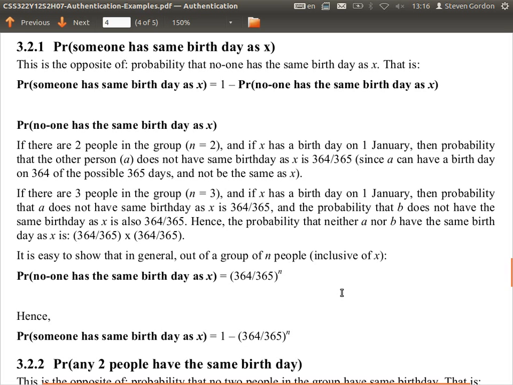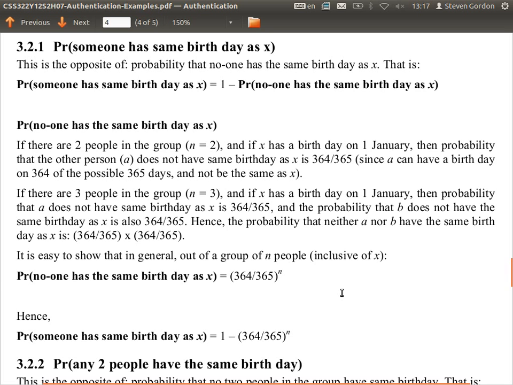In fact, we end up as here. So the chance that one person doesn't have the same birthday as me is 364 over 365, and the chance that a second person doesn't is also 364 over 365. So it's 364 over 365 multiplied by 364 over 365. So with n people, the probability that no one has the same birthday as me is 364 over 365 to the power of n.